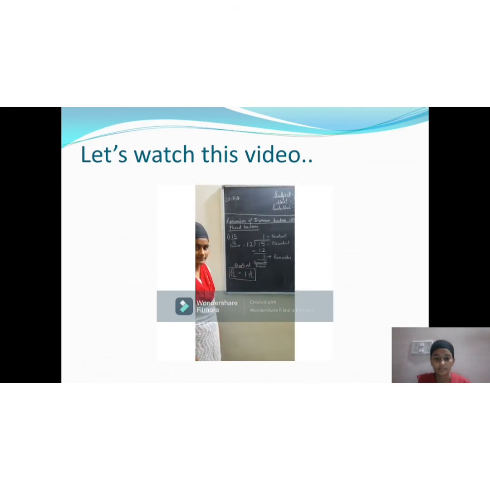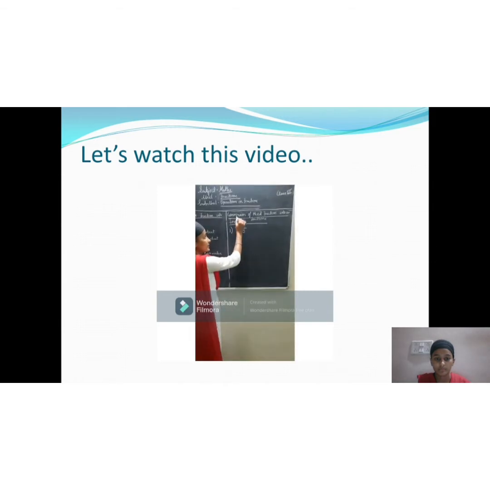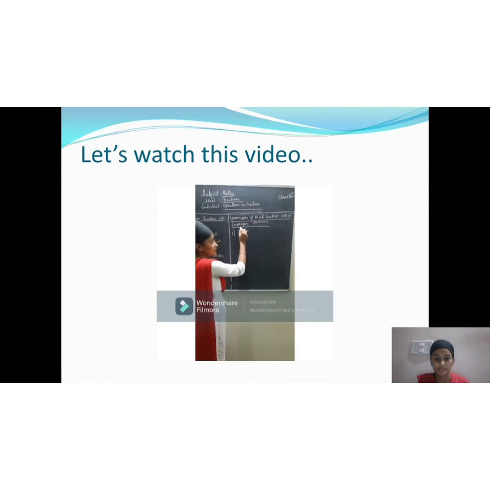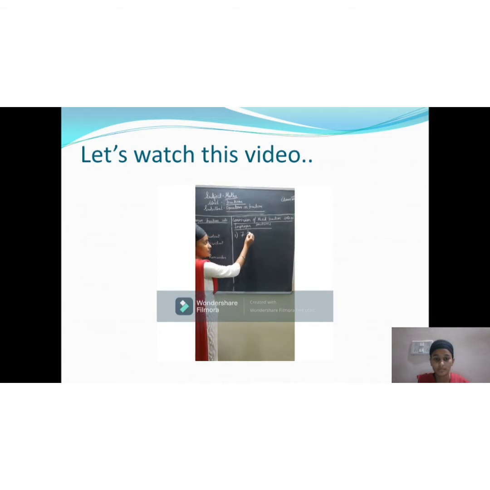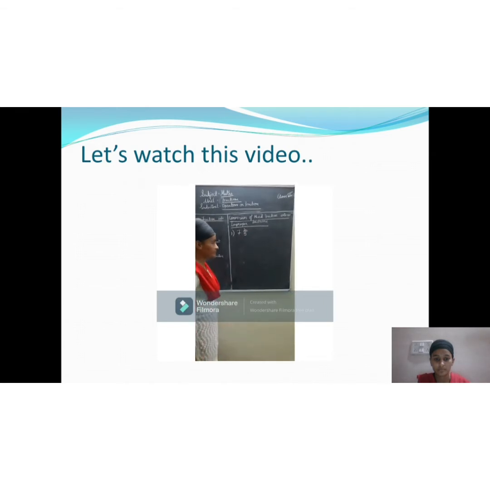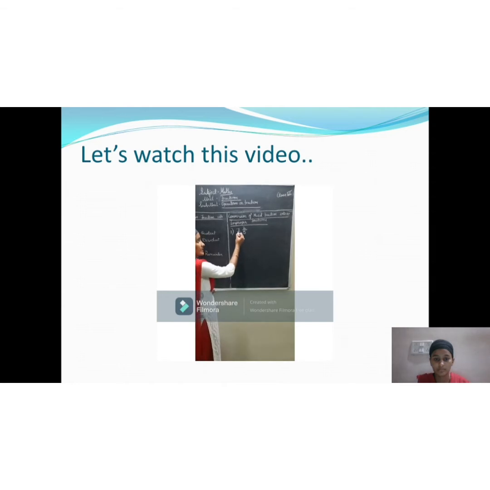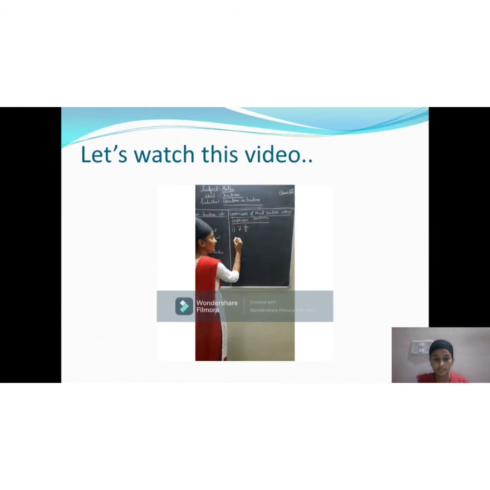Understood, students? Now we will see conversion of a mixed fraction into an improper fraction. Now this is the number 7 2 upon 5. 7 2 upon 5, 7 is the whole number, okay, and 2 upon 5 is the fraction. So what you have to do is, the whole number will be multiplied by the denominator, okay.